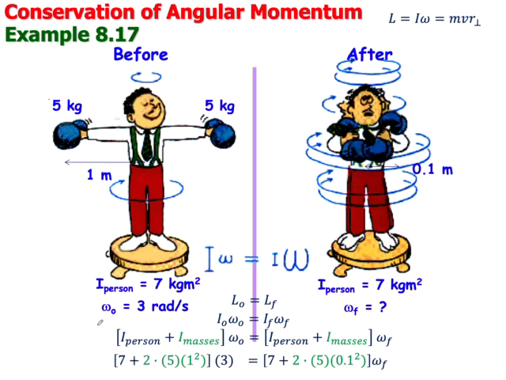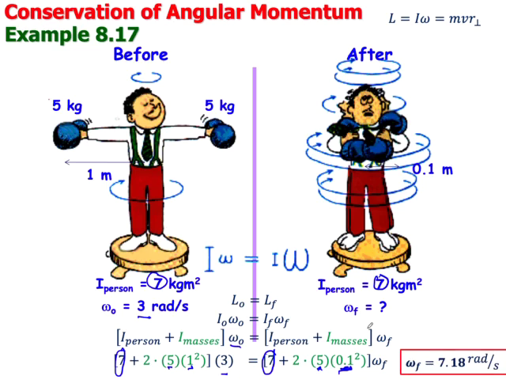Plugging in our numbers, the rotational inertia of the person is 7. And each mass here is just mr squared. So 5 kilograms times 1 squared, times 2, because there's 2 of them, times the initial omega, which is 3, that was given, equals the final. The rotational inertia of the person still stays at 7. But now our two 5 kilogram masses are only this far away from the center, and there's 2 of them, times omega final. Solving it, omega final should be about 7.18 radians per second squared. Or sorry, radians per second, not squared. You can tell I'm getting tired.